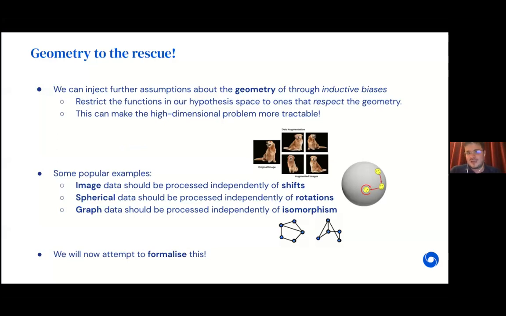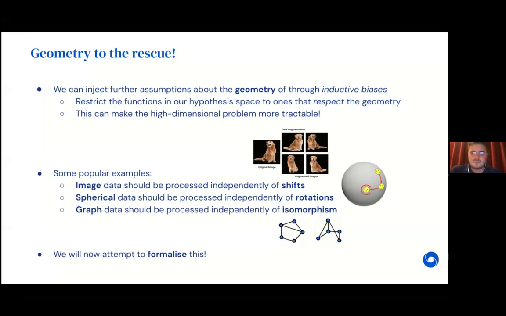So one way in which we typically ameliorate this problem is by injecting some further assumptions about the geometry of our data through the use of so-called inductive biases. Now, what are inductive biases? They simply restrict the functions in our hypothesis space, so the possible functions that say our neural network can fit, to ones that respect the underlying geometry. And as a result, this reduces the space of solutions and therefore can make our high dimensional learning problem a bit more tractable and a bit less cursed.